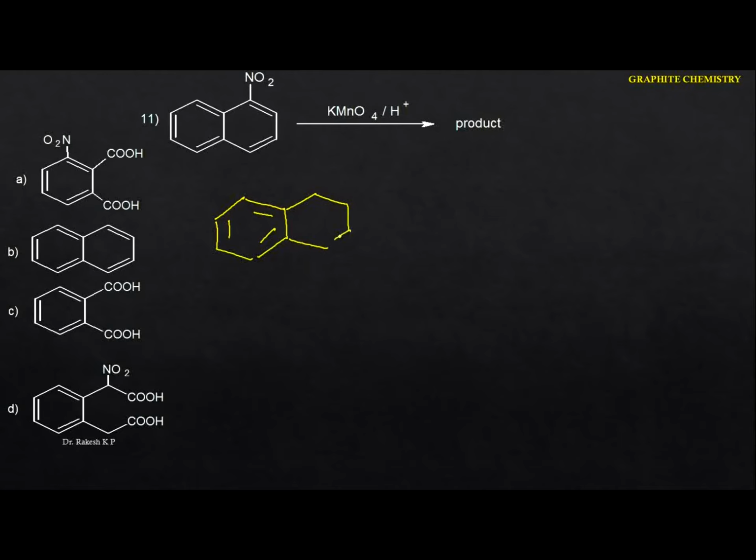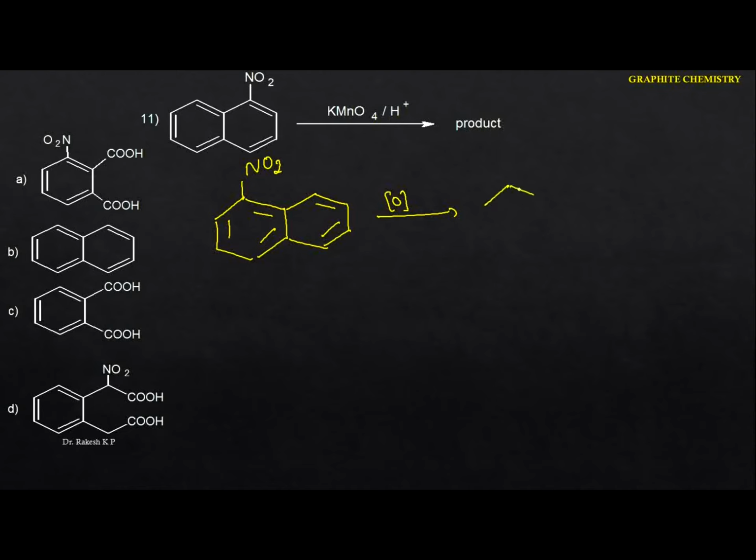Here I'm going to indicate the nitro group. The same thing here. Whenever you do the oxidation by using potassium permanganate in acidic medium, remember one thing. Initially it forms, here we can identify the double bond, the OH, this is the diol. Further oxidation, because it is in the presence of acid.